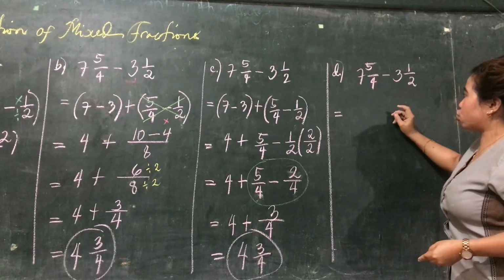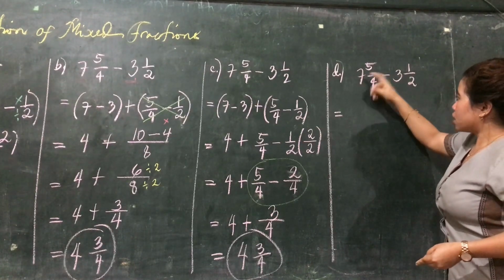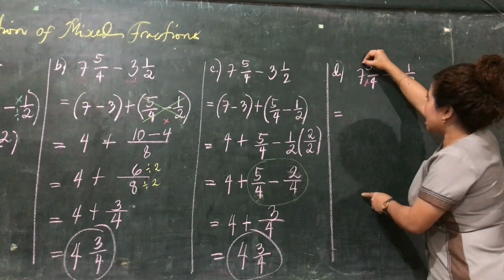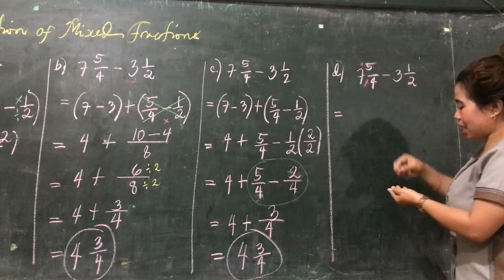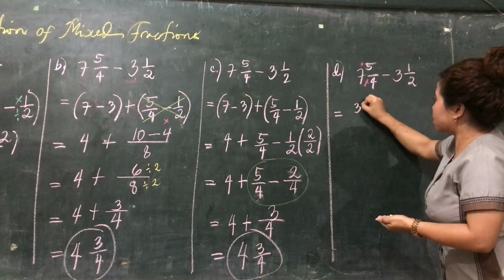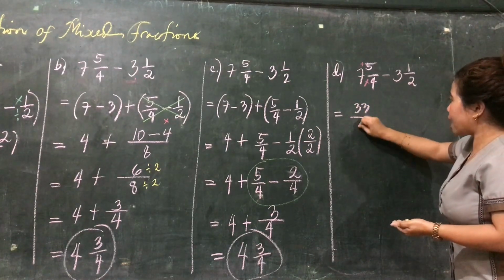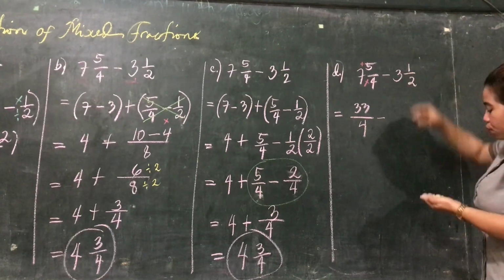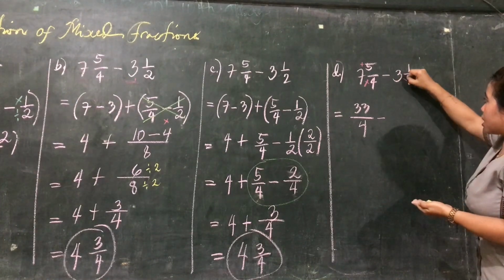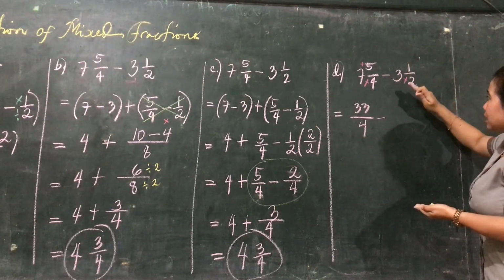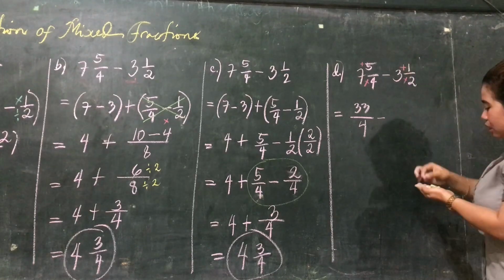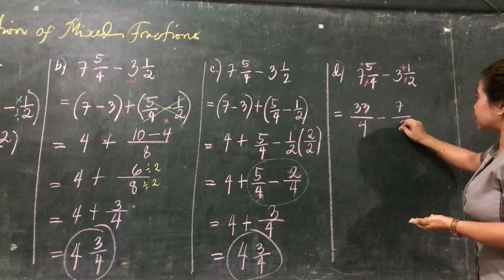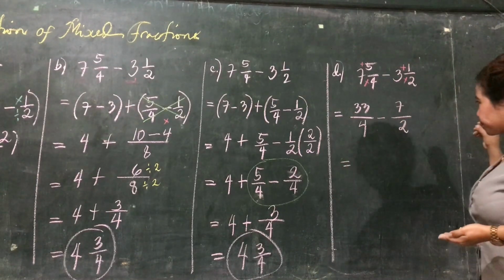For the first mixed fraction, we start with this. 4 times 7, you have 28. Add that 28 to the numerator: 28 plus 5, you have 33 over, copy the denominator. Now here, 2 times 3, you have 6. Add 1 to that 6. 6 plus 1, you have 7 over, copy the denominator, equals.